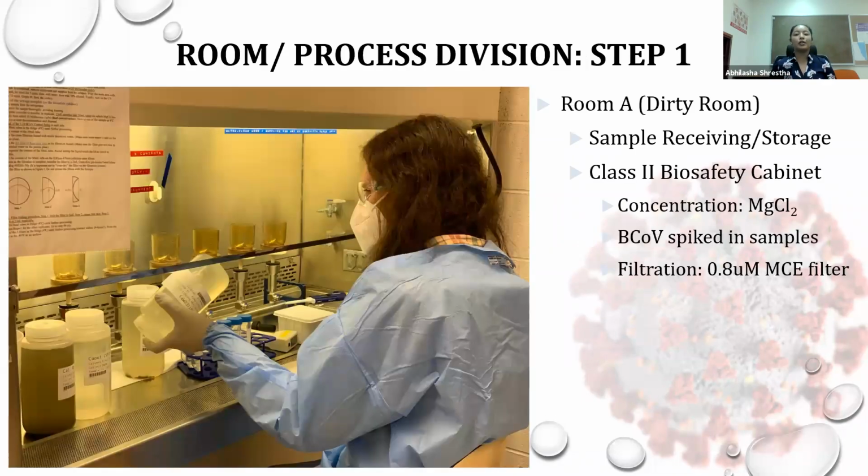So this is the first room, also known as the dirty room, where we receive and process wastewater samples. When we're working in this room, we make sure that proper PPE are worn, like gloves and N95 masks, disposable gowns, and safety goggles. All the wastewaters are processed in a Class 2 biosafety cabinet. Virus concentration is done by the addition of magnesium chloride to 25 ml of wastewater samples, and then filtered through a 0.8 micrometer mixed cellulose ester filter. We also spike the samples with bovine coronavirus, which serves as our recovery control. And in this room, we also have a separate refrigerator for storing all the wastewater samples.